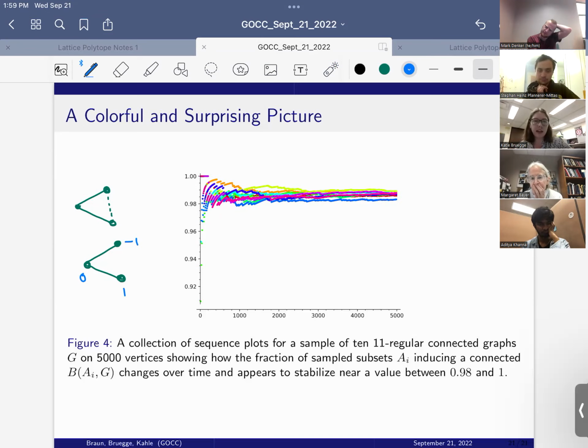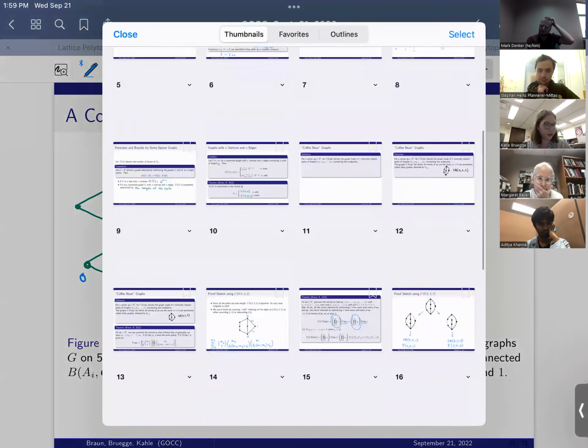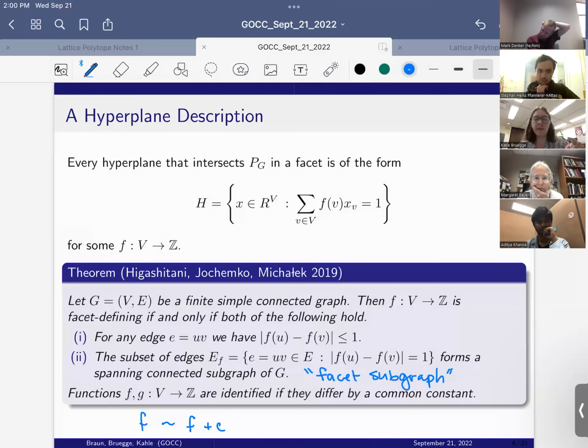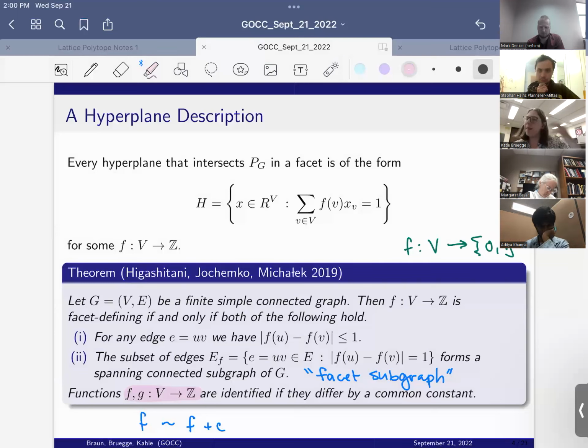Yeah, and in that same paper where they proved this theorem, Higashitani, Jochemko, and Michałek also gave a description for what the facet functions are for the complete graph. You can use this description. I'm fairly certain, I would have to look back. It's just all functions from the vertices to the set {0, 1}, with this identification of differing by a common constant. That's where the -2 comes in.